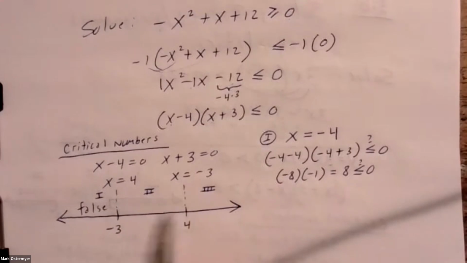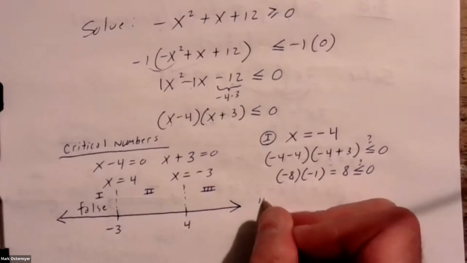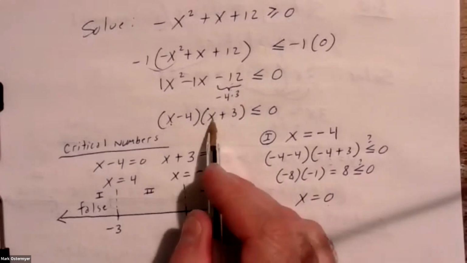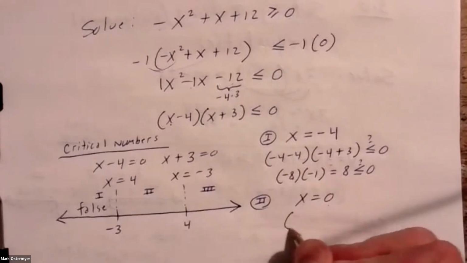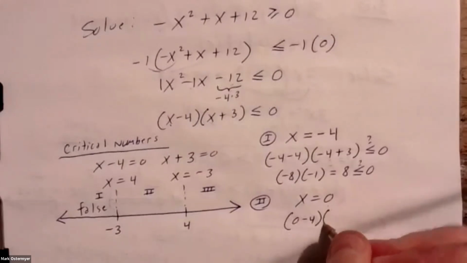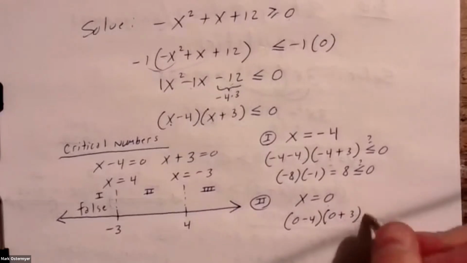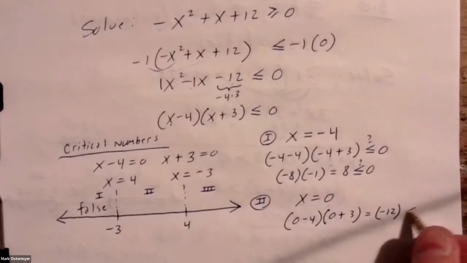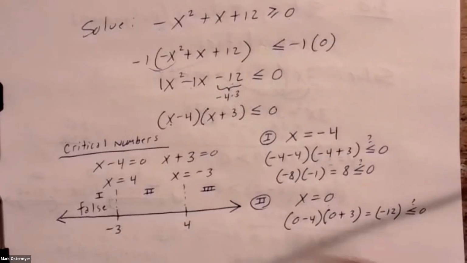How about giving me a nice value between -3 and 4? Interval number 2. How about x equals 0? Put in 0 here and here. Is 0 a solution to my inequality? Well, I get -12 when all is said and done here. And -12, is that less than or equal to 0? That's true.